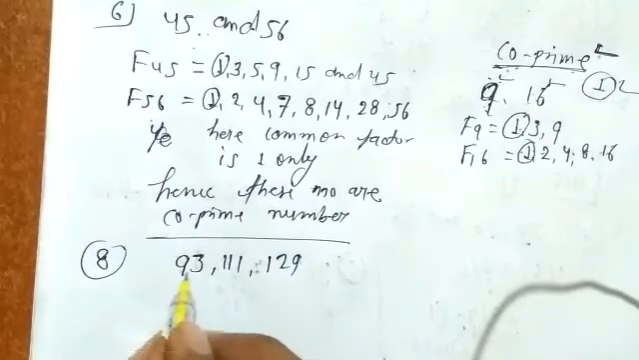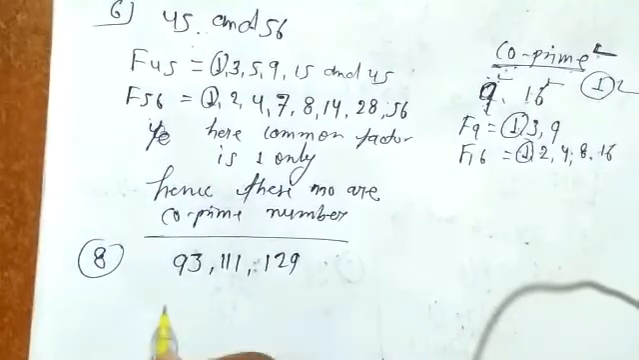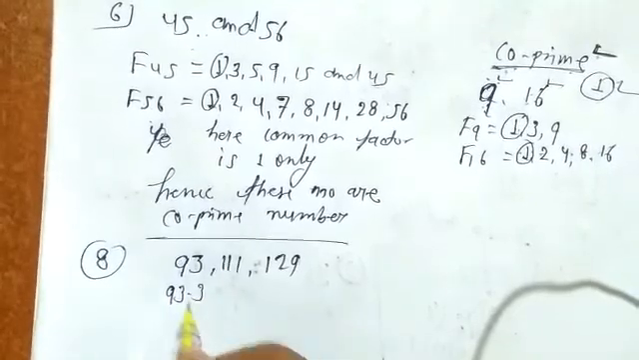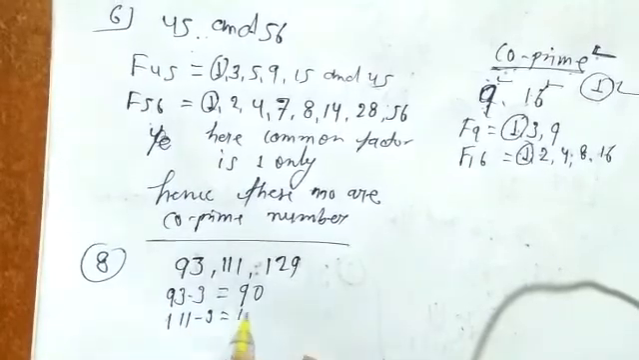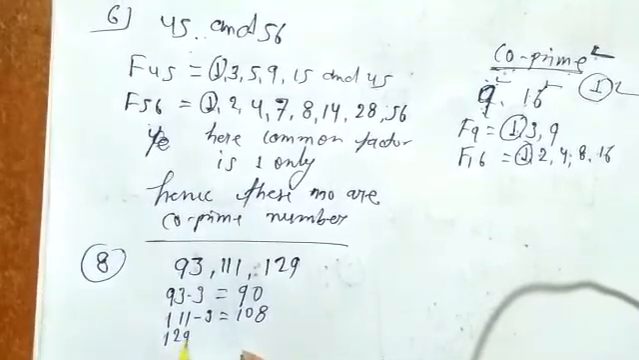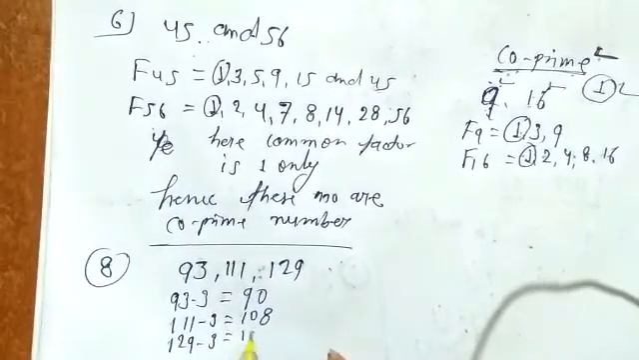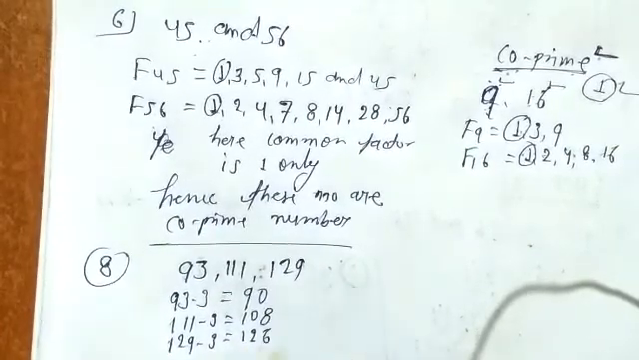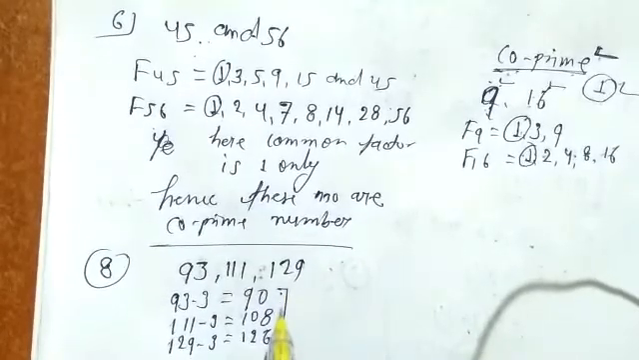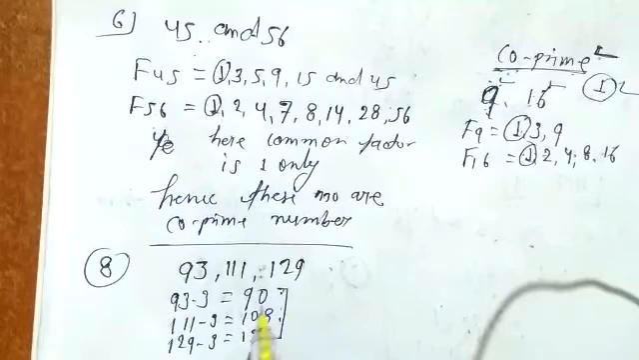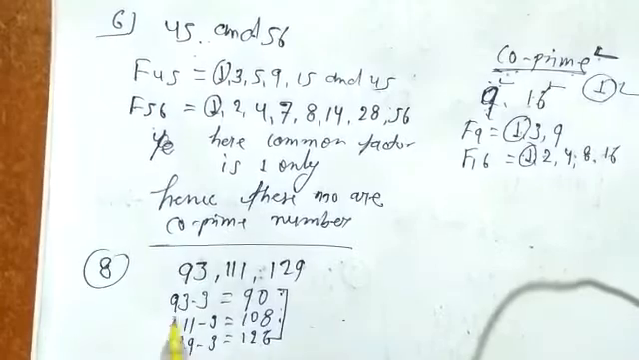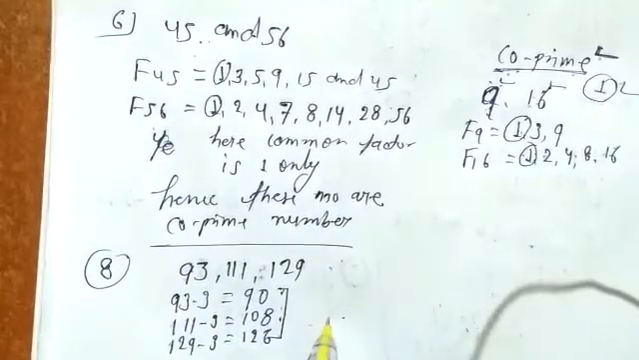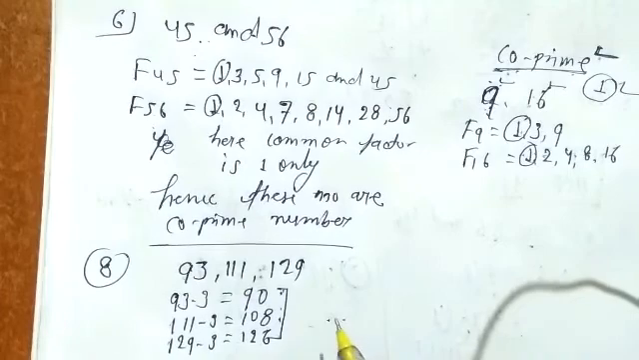It means first of all subtract 3 from these numbers. So the numbers will be 93 minus 3 equal to 90, 111 minus 3 equal to 108, and 129 minus 3 equal to 126. Now find the HCF of these numbers. Then these numbers will be divided completely by that HCF, and if you divide the original numbers by that HCF, in each case 3 will be the remainder. You will solve this question by yourself.